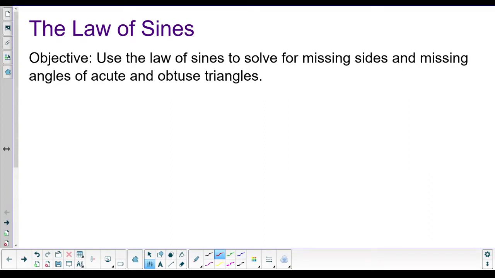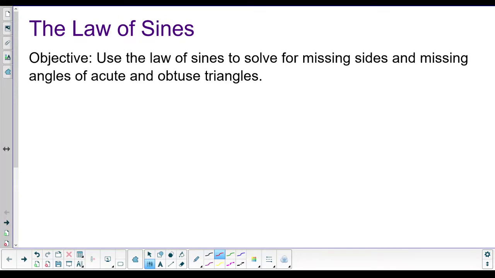We are going to talk about the law of sines today. So, at some point, you've probably asked yourself, Mr. Barton, all you've ever taught me how to do is stuff with right triangles. What if the triangle isn't a right triangle?